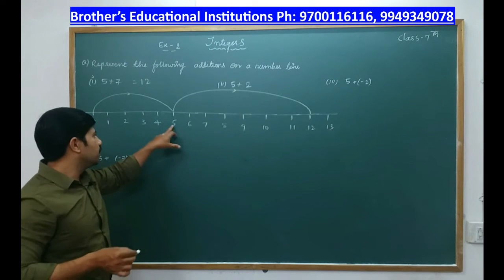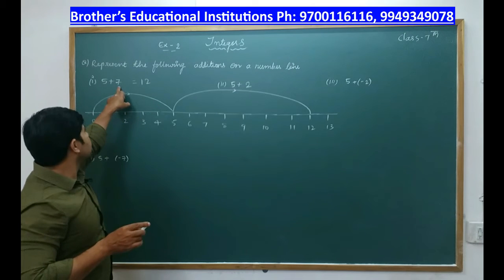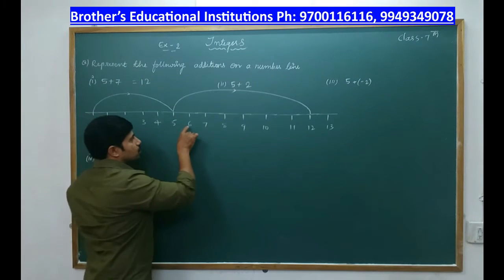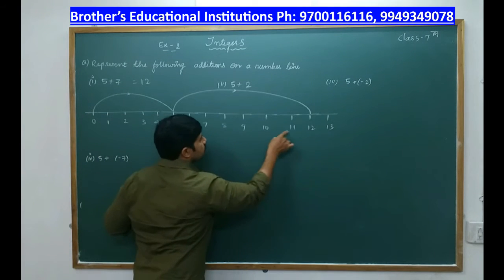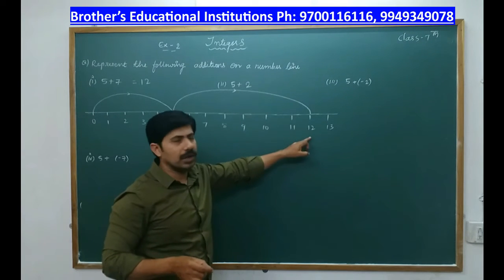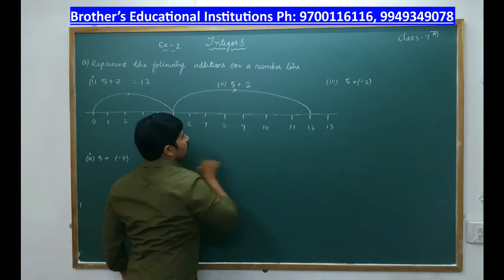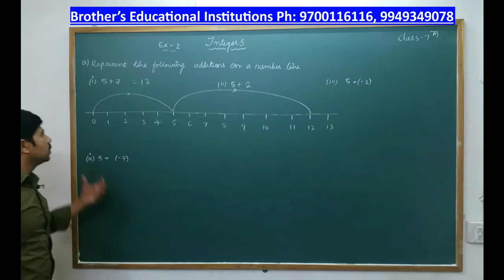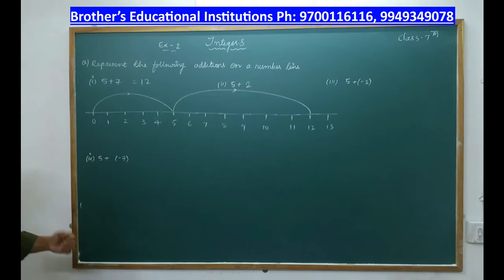Or else just start from 5 to 12. That is also right. If you are starting with 5, we need 7, so count 7 steps. 1, 2, 3, 4, 5, 6, 7. So put one arrow. We are starting from 5 and going to 12. So this is that arrow. So we represented it on a number line. That is over. Now we will go to the second one.